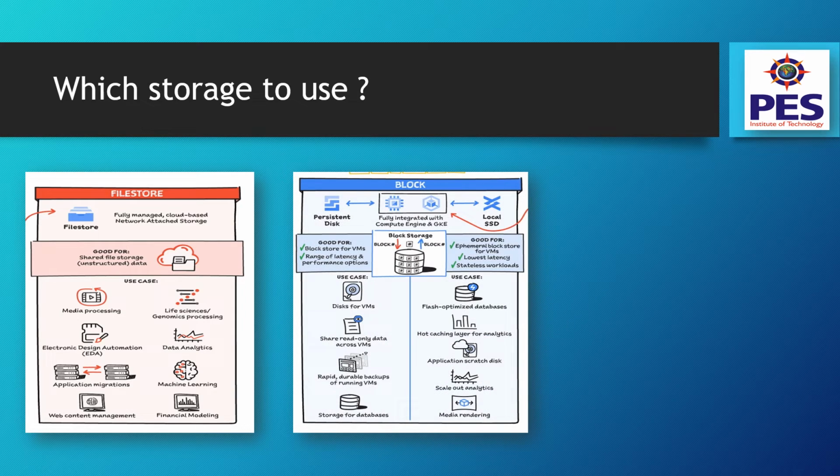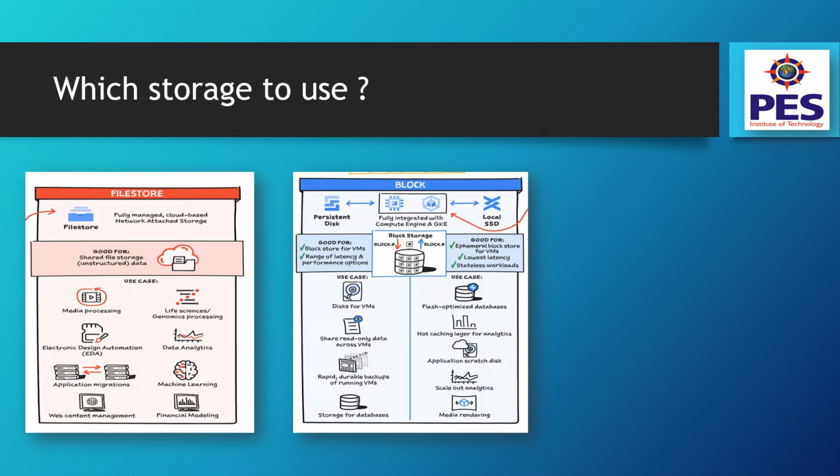Then let's move to block storage. Persistent disk and local SSD are block storage options. They are integrated with Compute Engine virtual machines and other engines. With block storage, files are split into evenly sized blocks of data, each with its own address. Persistent disk is block storage for virtual machines that offers a range of latency and performance options. Local SSD is block storage, but it is typically used for stateless workloads that require the lowest available latencies.